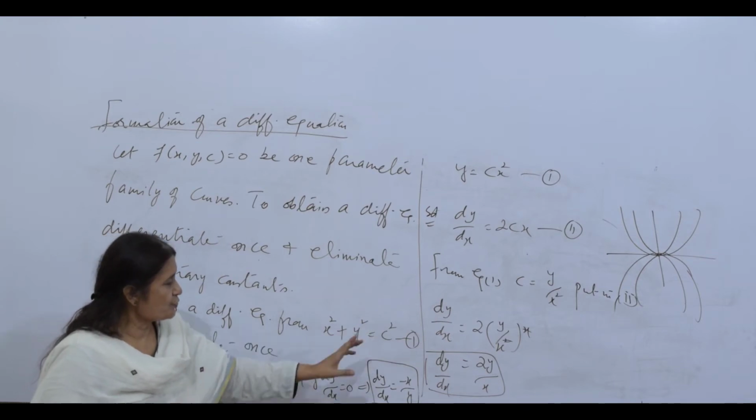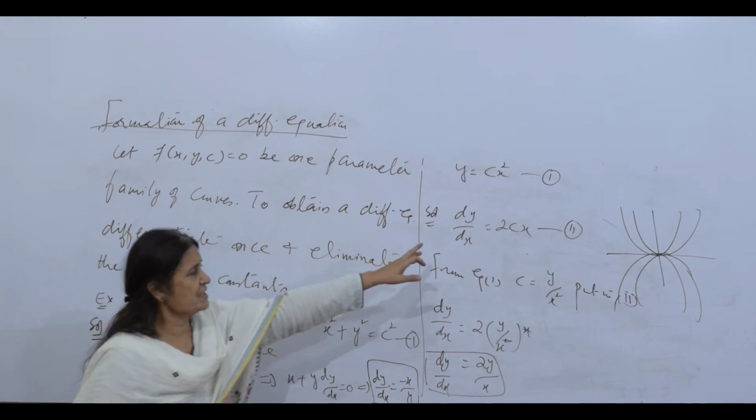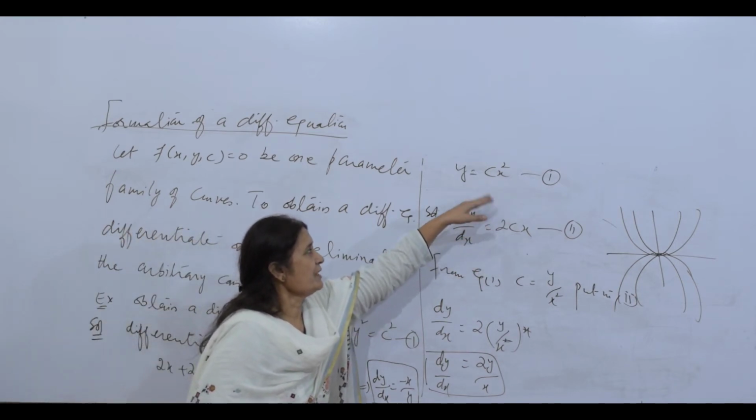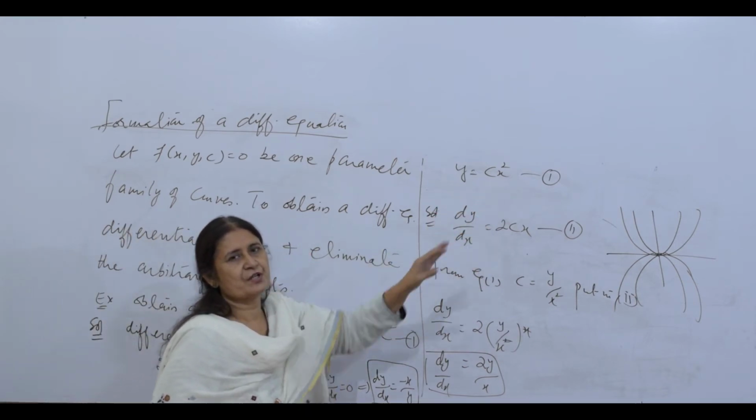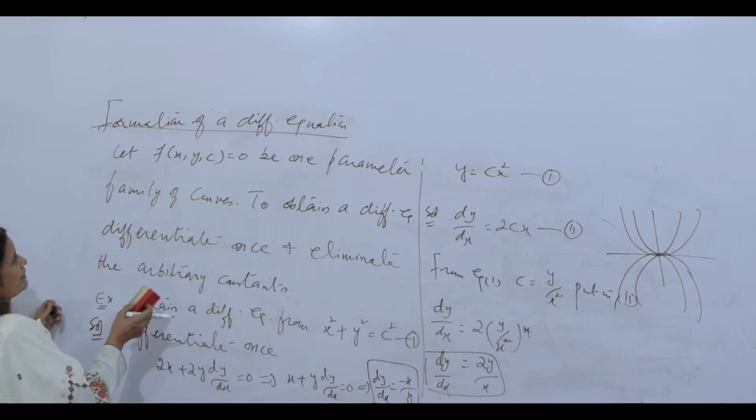Here c is eliminated by taking the derivative. But in case c is still there, solve the equations simultaneously so that the differential equation does not have c in it. So this is all about the first order.